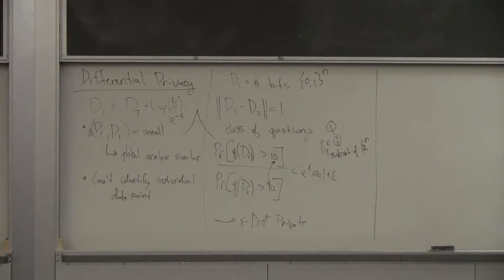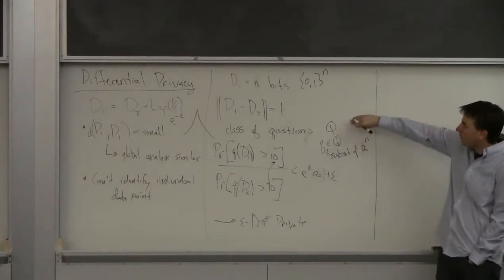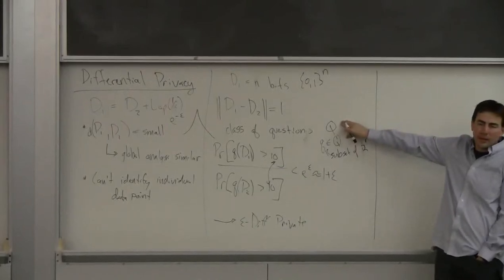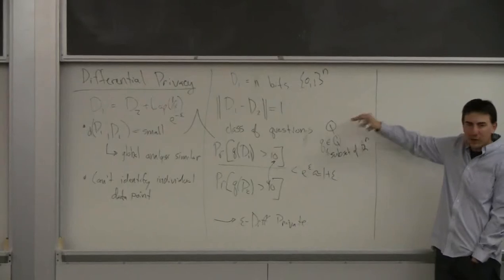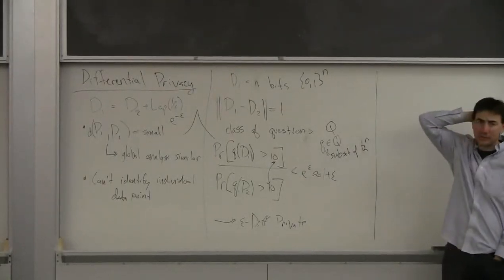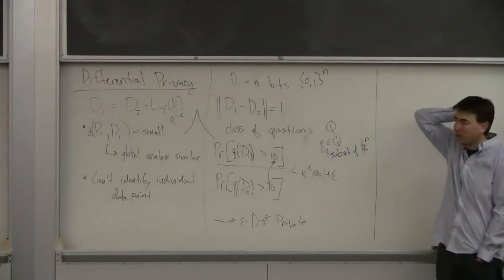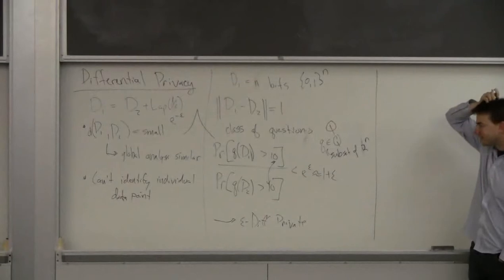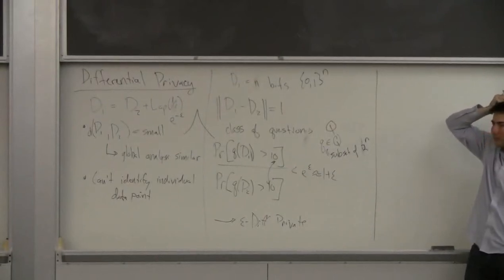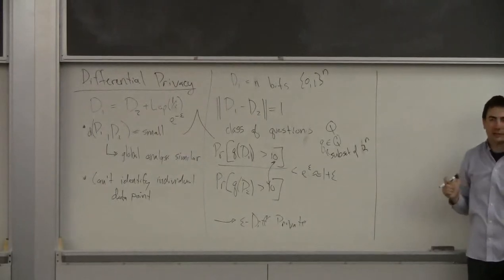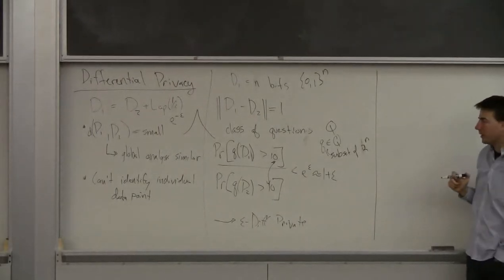But before I do that, there are two approaches to doing this. Now, notice I had to restrict this class of questions in some way. If I was able to ask any question I wanted to, I might be able to deduce certain things. If I know that the data sets are really close, I might be able to figure out that there's a pretty good chance that someone is in the data set, right?